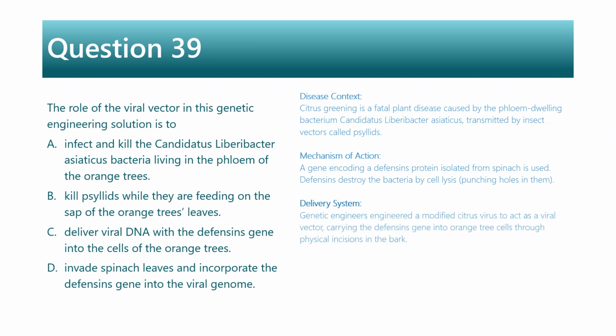Delivery system. Genetic engineers engineered a modified citrus virus to act as a viral vector, carrying the defensins gene into orange tree cells through physical incisions in the bark. Outcome. Expression of the gene enabled treated trees to produce defensins and remain healthy.